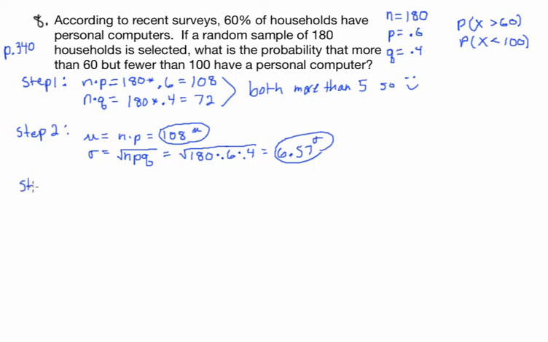Step 3. I need to write the problem in probability notation. I've already done that up here. I'm looking for the probability that the data points are greater than 60 and less than 100.